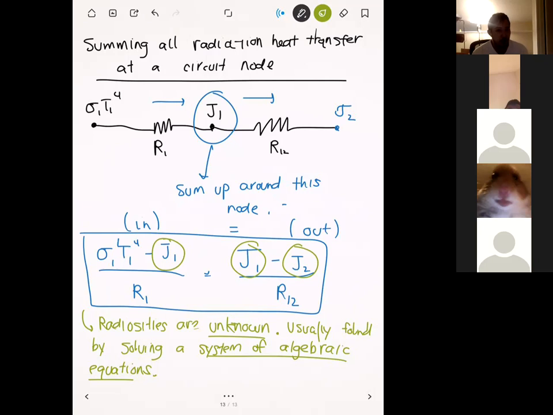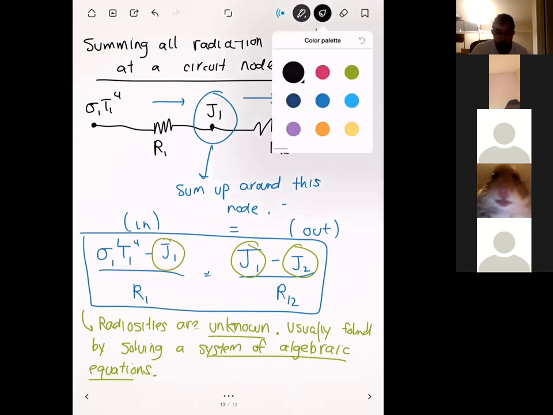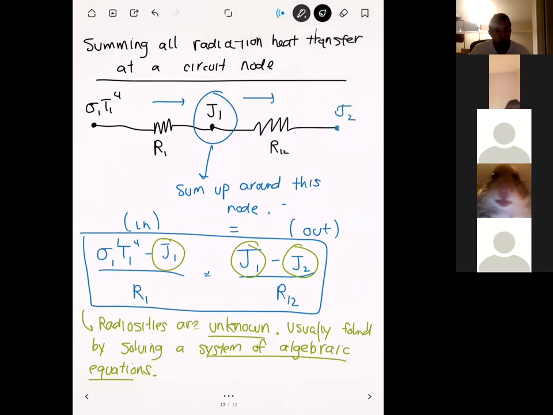And so depending on how many unknown radiosities there are, you're going to have to come up with that many different linear equations, okay? I'll show you how to do that on the next example, but I just want to give you a heads up of where we're going, and to explain what I do in a certain step when I sum up these radiations.